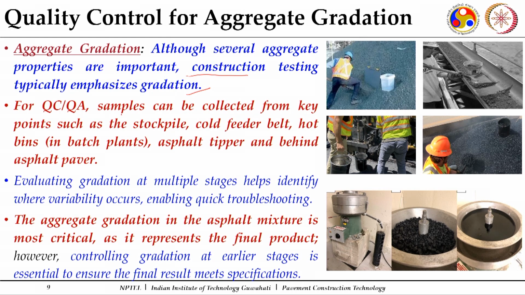So, for quality control and assurance, samples can be collected. Now, from where do we collect the samples? This is again an important part. The aggregate gradation can vary depending on the location where we are collecting the samples. During production, we can collect from key points such as the stockpiles at the hot mix plant, and the cold feeder belt. The gathering conveyor collects the material from all the cold bins, and from there you can collect it. Hot bins, in case of a batch mix plant, since the hot elevated screens are there, those screens separate it out.